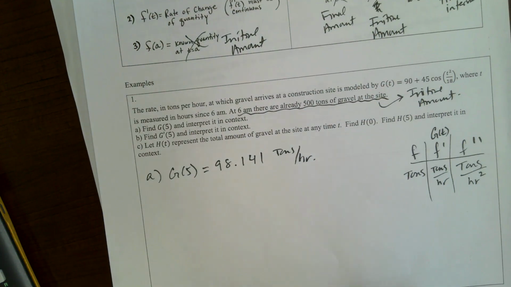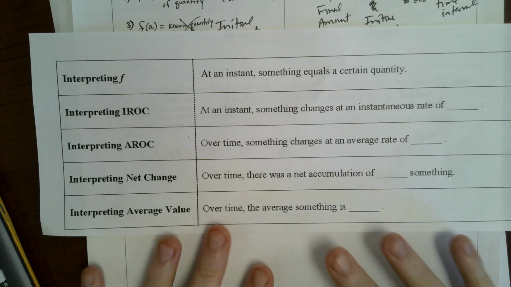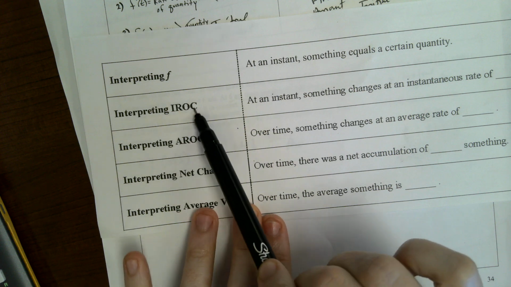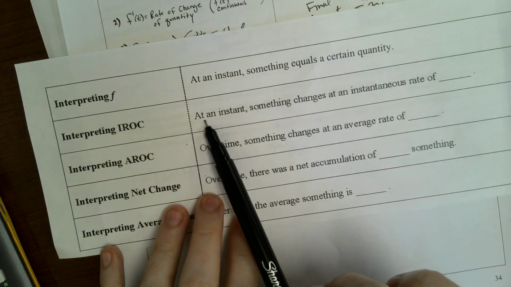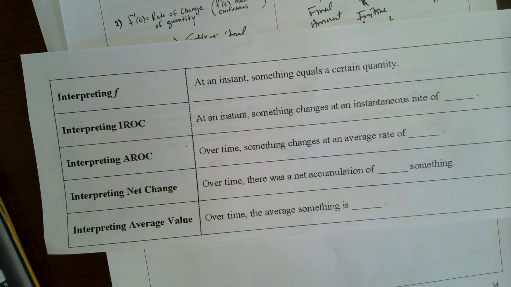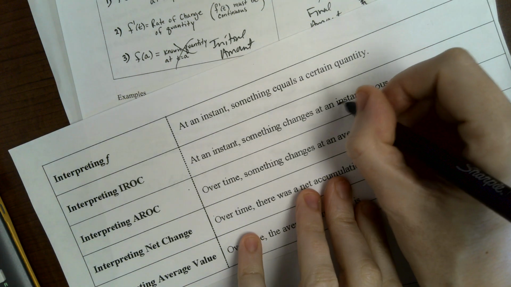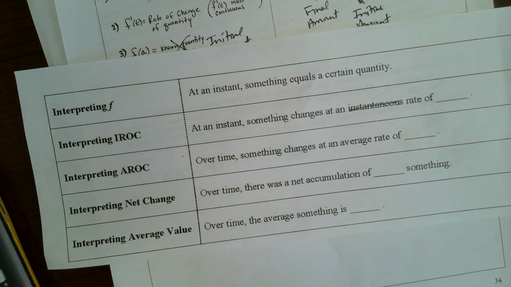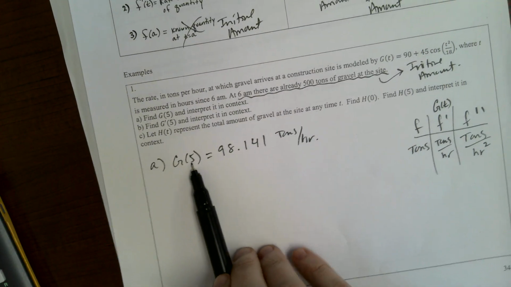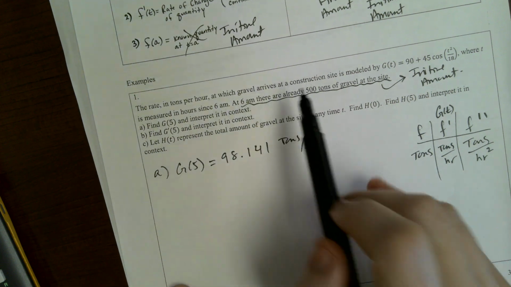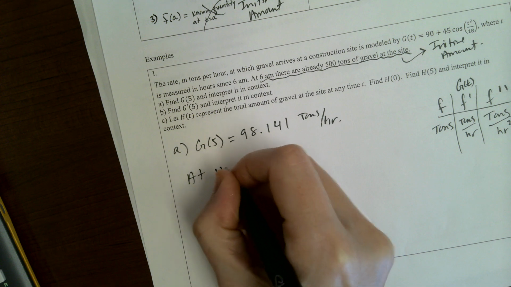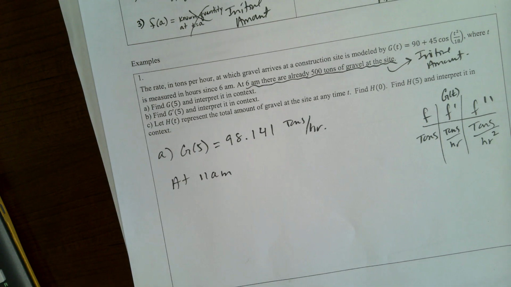Okay, now we're going to interpret this. And guys, I'll have these in class for you, but what are we interpreting here? We are interpreting a rate. We're interpreting IROC. So the interpretation has to go like this: at an instant, something changes at an instantaneous rate, or rate of, this is a little bit redundant, at a rate of blank. But you have to fill in the details. So at an instant, at t equals 5, that's 5 hours after the day started. So at 11 a.m., something is changing.